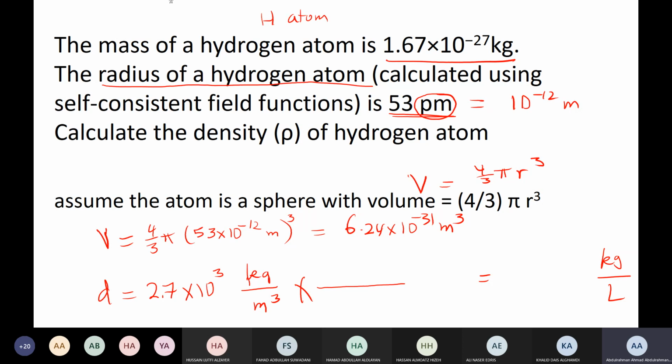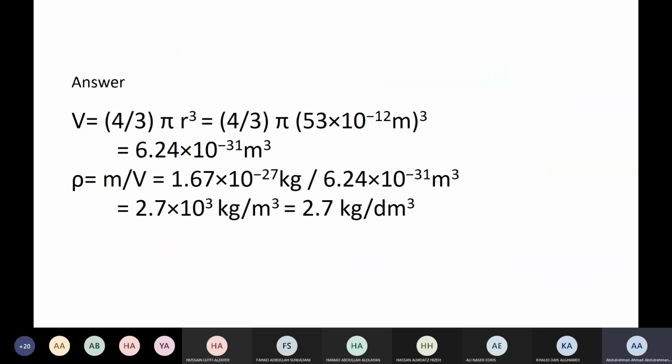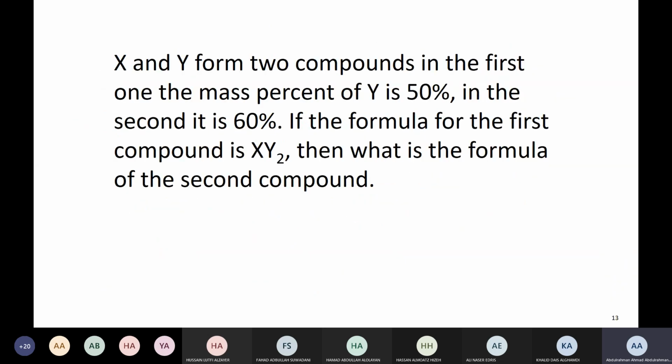What should you do? Dividing by 1,000. 1 meter cube equals how many liters? 1,000 liters. Exactly. So what's the answer? 2.7. That's it. Very good. Okay, excellent. Now this is the last problem we have.